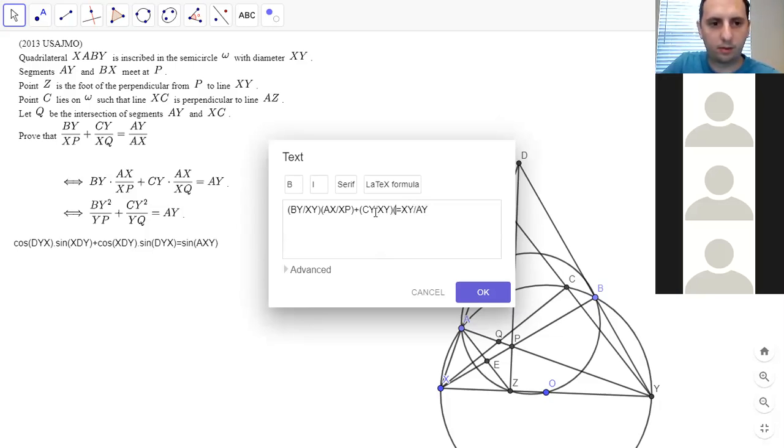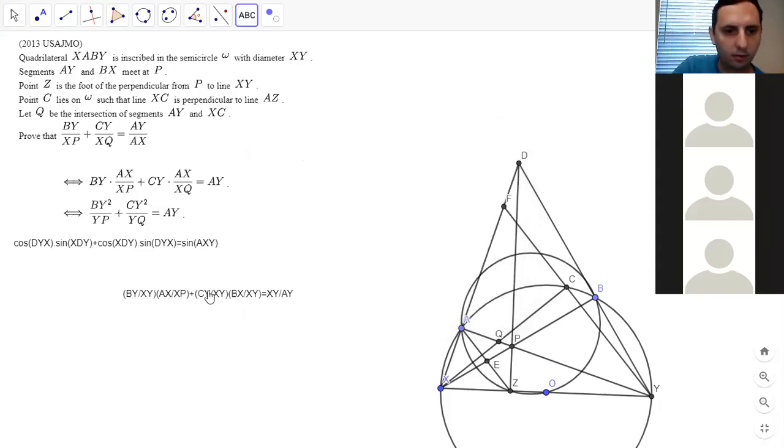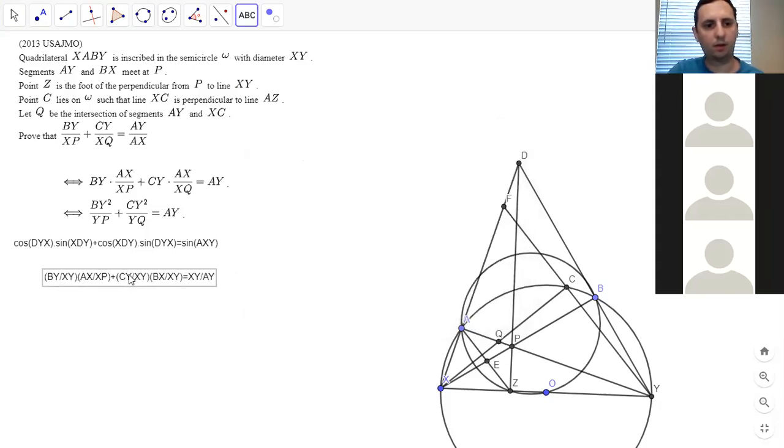And then sine DYX is, just trying to think of the best way to do it. So that would be like bx over xy, right? So like this.